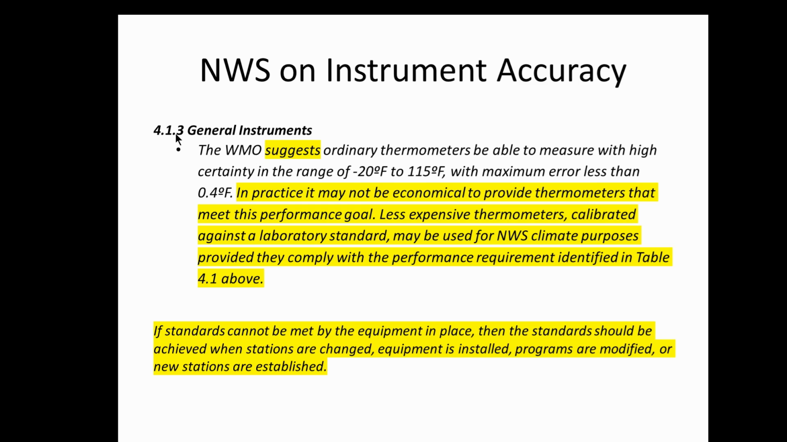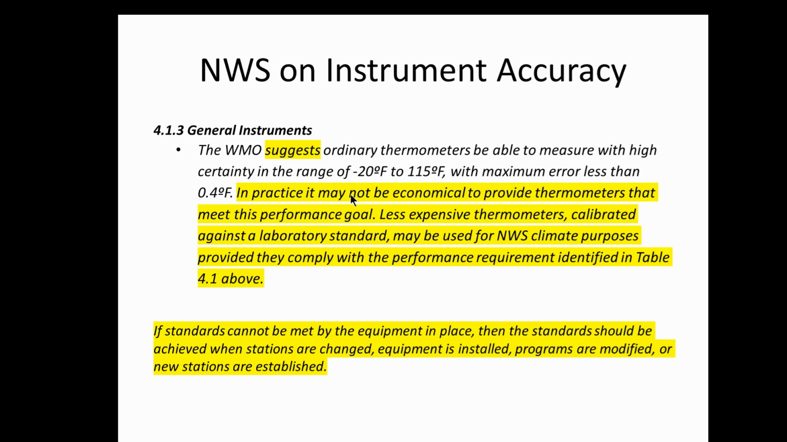And in this National Weather Service document, in section 4.1.3, General Instruments, it says the WMO suggests, again it says suggests, ordinary thermometers be able to measure with high certainty in the range of minus 20 to plus 115 Fahrenheit with maximum error less than 0.4 degrees. So now we're tighter than the 1 to 2. We're down to 0.4. But the next line, it says, in practice, it may not be economical to provide thermometers that meet this performance goal. And we've kind of seen that. We've seen in my device, we're talking 1 to 4 degrees, right?